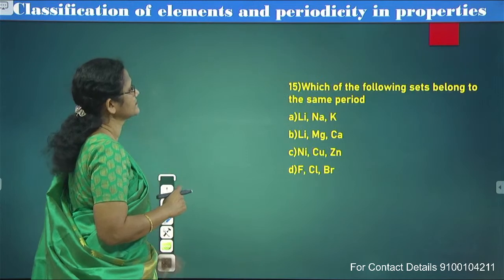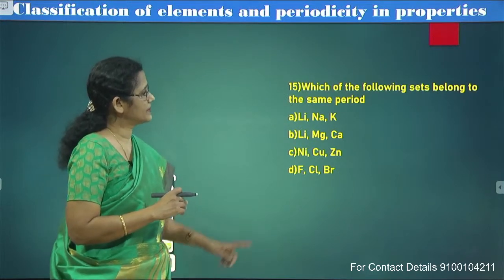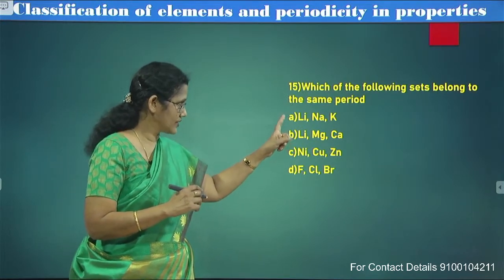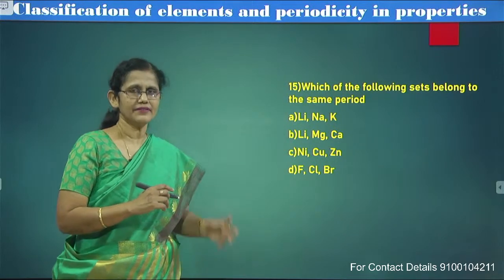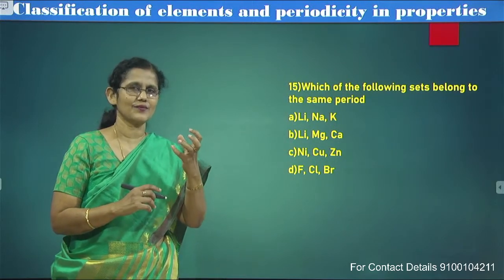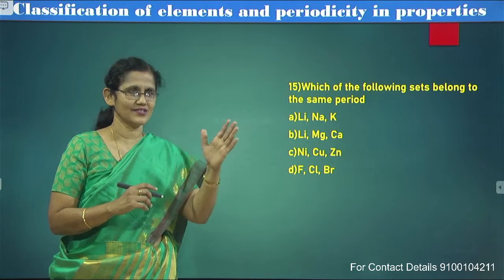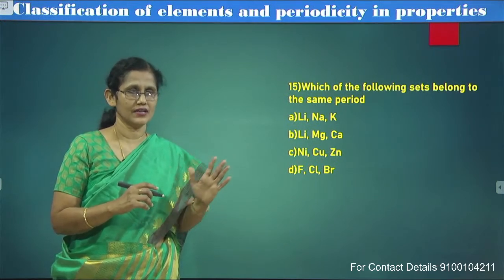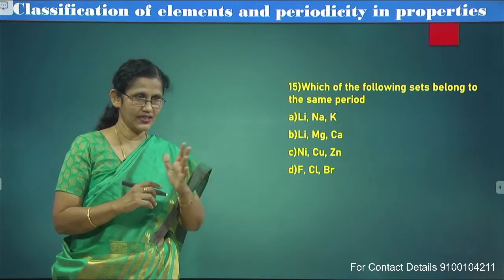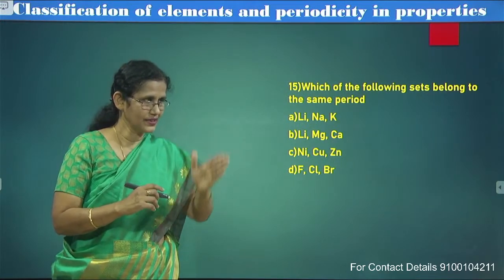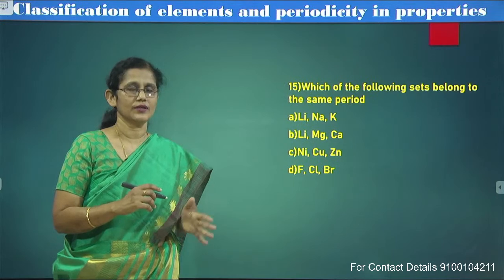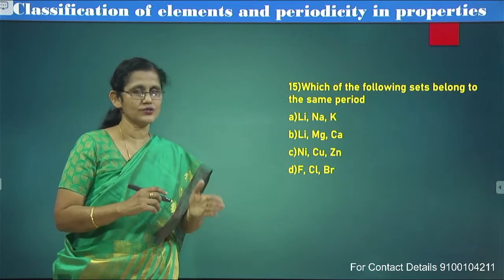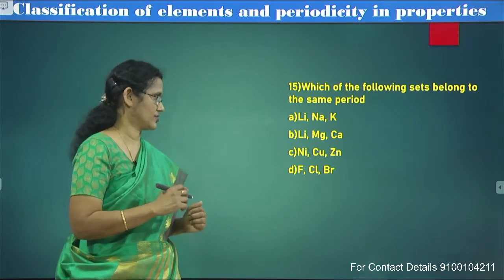Now, see here, which of the following sets belong to the same period? We must know at least 1 to 30 elements in a serial order. After you get the 1 to 30 elements, names, atomic numbers, serial order, then you should learn every group downwards by heart.